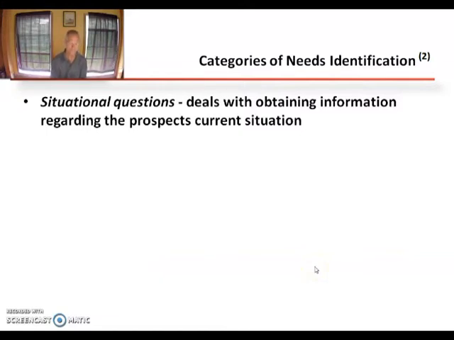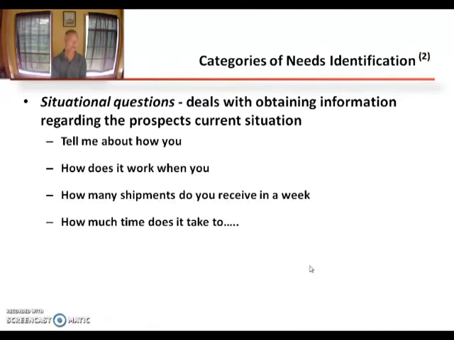So let's start with situational questions. Situational questions, again, deal with broad information. Tell me about your industry. Tell me about your business. Tell me about the environment right now within your industry. Talk to me about how the pandemic has affected your industry. Talk to me about how things work around here. Again, with situational questions, what we're trying to do is get the prospect to talk about broad aspects of their industry, of their business, of what's going on.